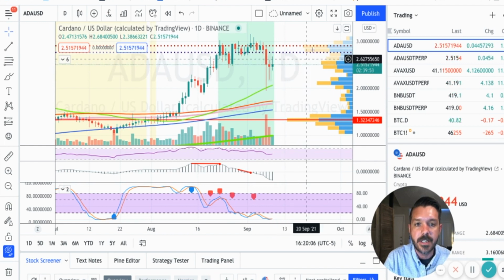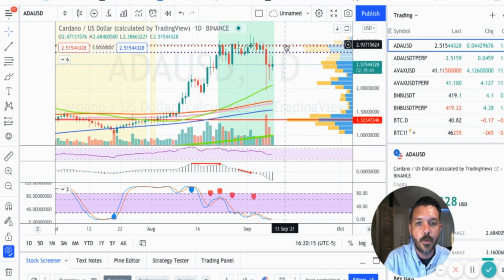What else do we want to look at? Now, the VPVR here is showcasing that at this level, there's a little bit of resistance. And so we've got the weekly and the monthly close here that's going to provide some resistance.